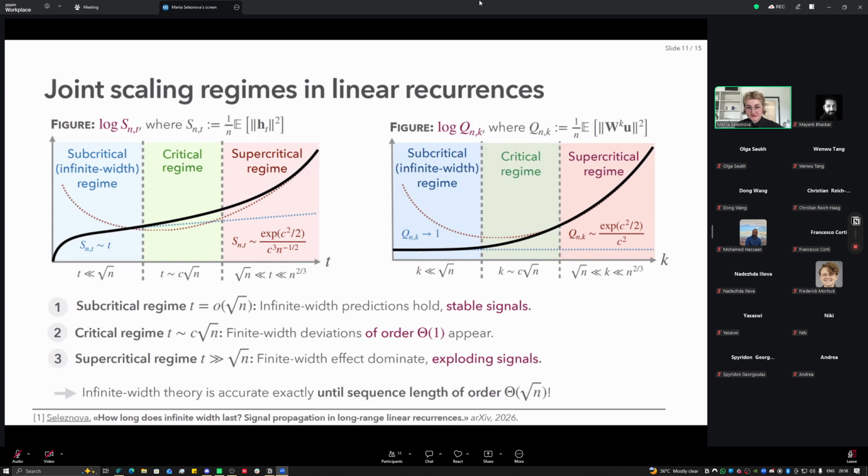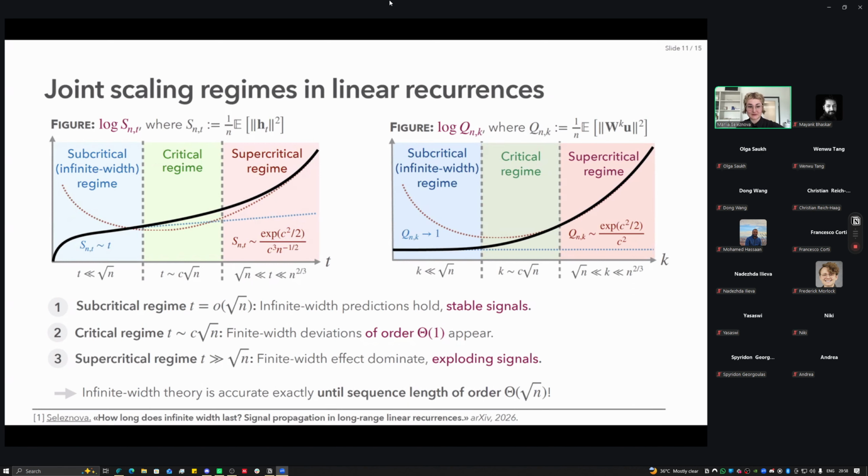So together, these results now give a precise answer to the title question of this talk. If the question is how long does infinite width last? We see that it lasts exactly until the sequence length reaches the order of square root of N.